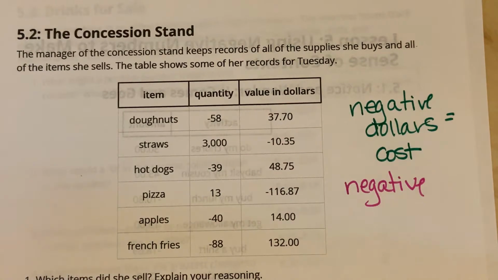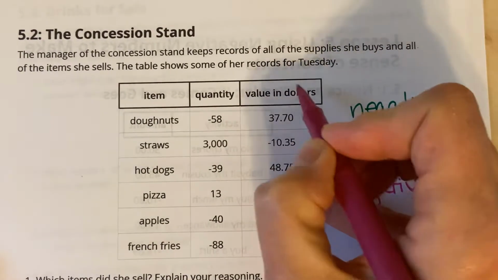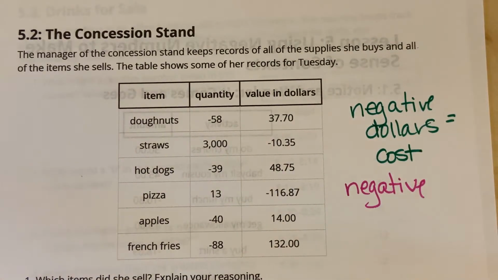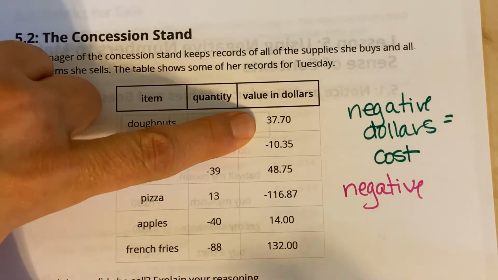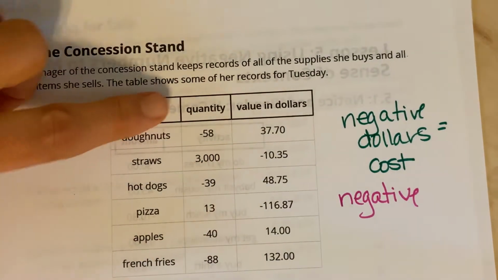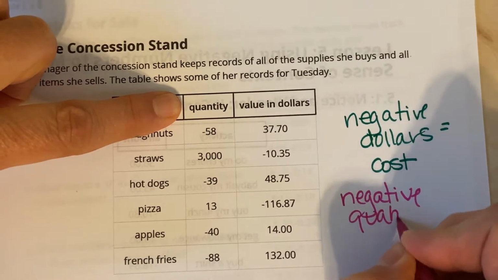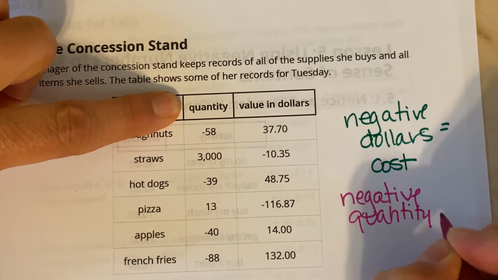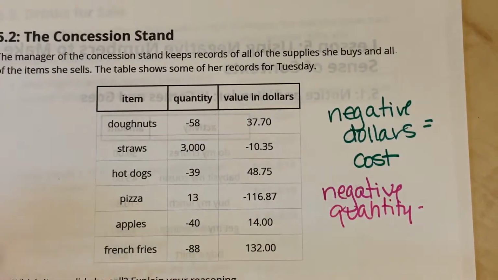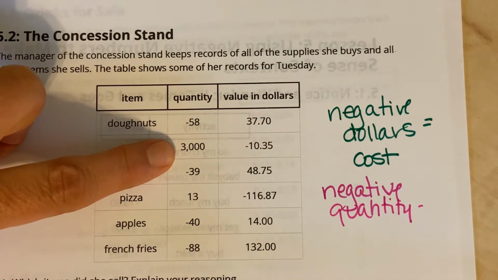So what I'm getting from here is that the negative numbers, like negative $10.35, is what it's going to cost me. So the negative dollars here is what it's going to cost me. If it's positive, that's the money I would make. If it's negative, it's what it's going to cost me. Now in this column, the negative quantity, it looks to me like this is how many I would sell and this is how many I would buy.